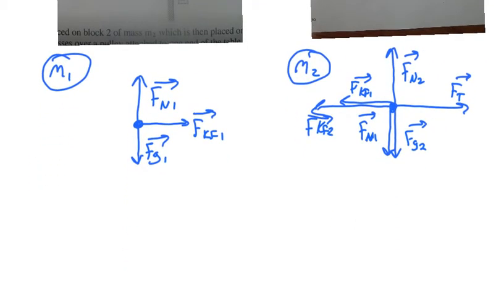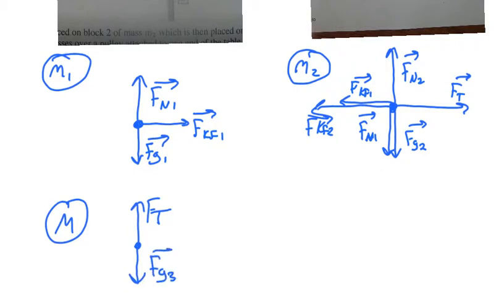And then the last one is big M, or capital M. Much simpler. We've got force of tension upward, and we've got force of gravity, and I'll call that 3, downward.